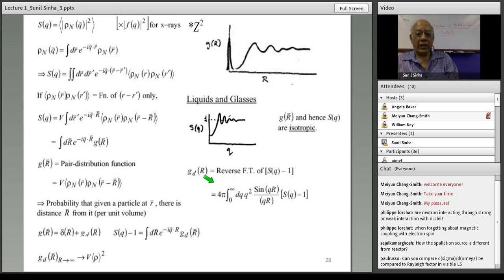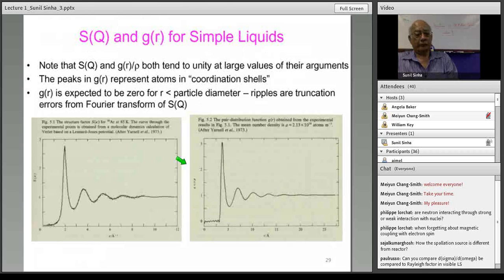If you've got an isotropic system, then you can write this three-dimensional Fourier transform in terms of a one-dimensional integral, sine qr over qr, q squared, S of q minus 1. And so if you measure this, you can do this integral and obtain g of r. Of course, there are limitations you'll hear discussed later on when people talk about the PDF method, because you never really measure S of Q out to infinity, and there are truncation errors and approximations and so forth, because you never have a complete set of data, but you can get a reasonably good representation.